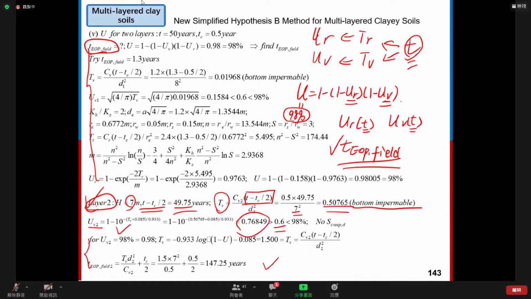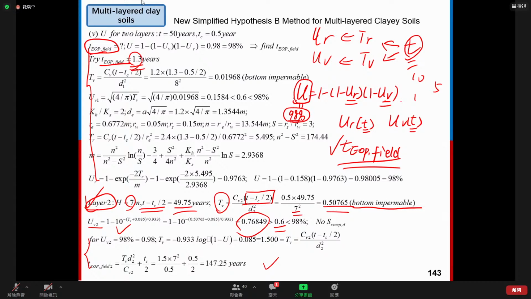to gradually reach this value. The value here is equal to 1.3 years. For example, you try 10, you try 1, you try 5, then slowly, gradually, you get this approximate value for TEOP at field, then the overall consolidation degree is equal to 98%.